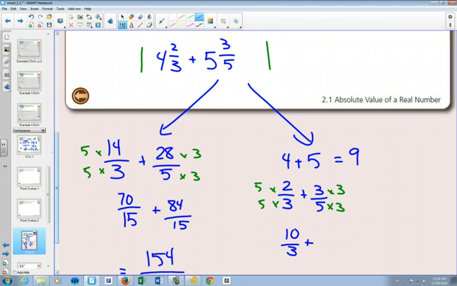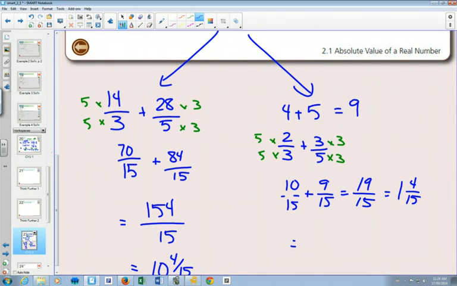10/15 plus 9/15 gives me 19/15. 19/15 is more than 1, right? It's 1 4/15. So if I have my whole numbers, 9 full ones, and then I have another 1 4/15, my final answer will be 10 4/15. That second method's kind of nice because you don't have those big numbers to deal with, but kind of not nice because you have to break up some stuff separately, and then sometimes things get lost.